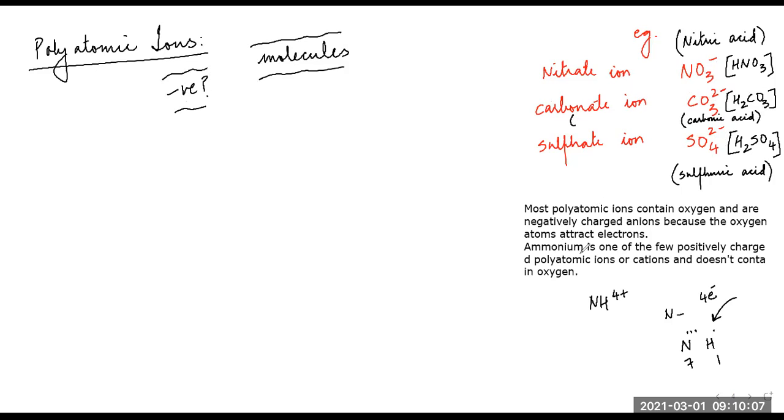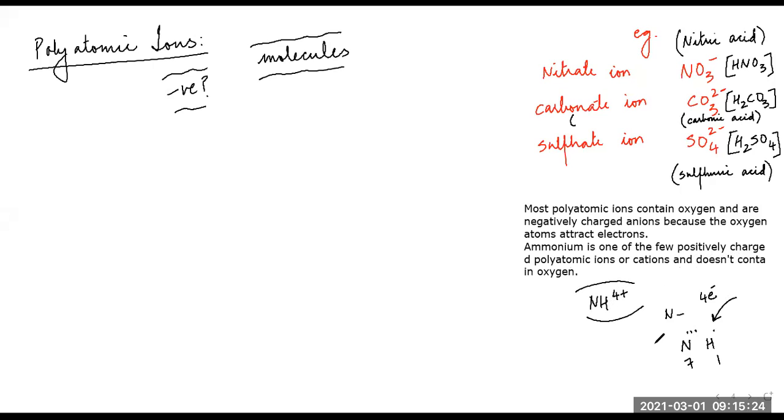But ammonium is one of the few positively charged polyatomic ions. It's a cation and doesn't contain oxygen. Yes, students, not all polyatomic ions are negative. We have some positive polyatomic ions, but very few. Ammonium is one example. So this is a cation, and obviously it doesn't contain oxygen. So NH4 positive. Let's see how NH4 positive is formed.